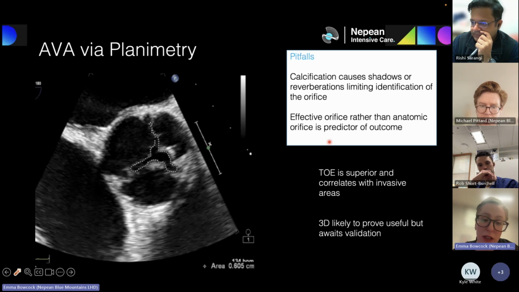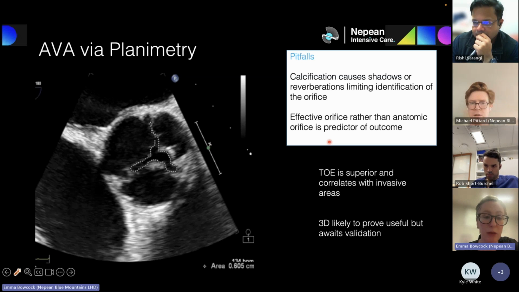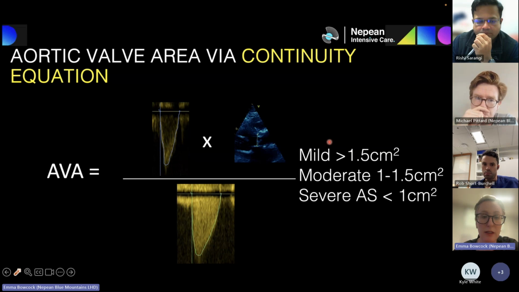If you are going to do it, you probably should do it with TOE. And there's been some work looking at 3D, but it's sort of validation. So you can do it, but I wouldn't be hanging your hat on it essentially. And it's not part of the table for assessing severity. So this is what we are really using. We've done peak velocity, we've done mean gradients, and then we look at the aortic valve area.